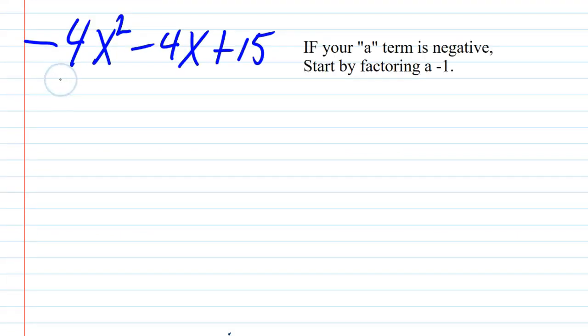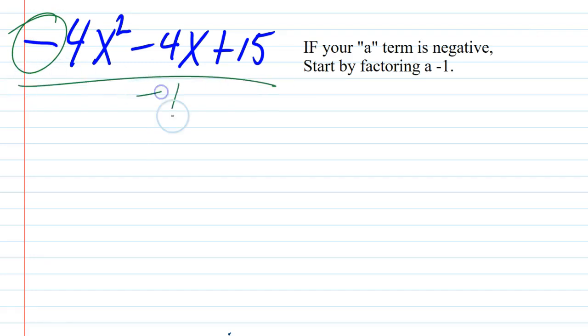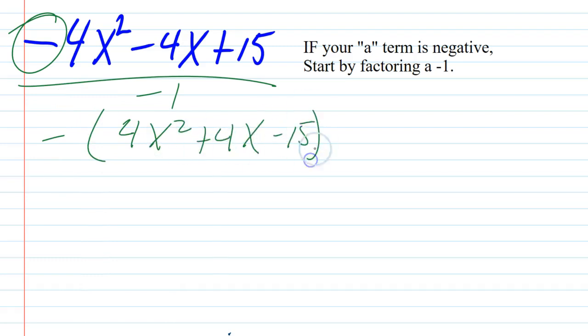As always, we look for a greatest common factor. There is no greatest common factor, but my A term has a negative right there. So if it has a negative, no matter what, we always are going to divide by negative 1. That gives me negative 1 as my GCF, and switch the signs of everything else. Keep the GCF in the front. Because the end is negative, I know I'm going to have a positive and a negative.